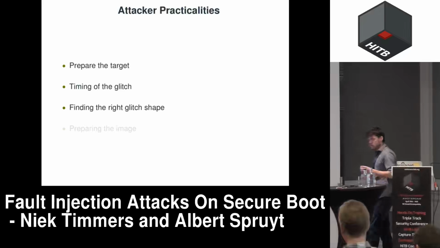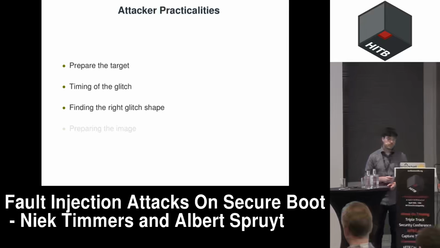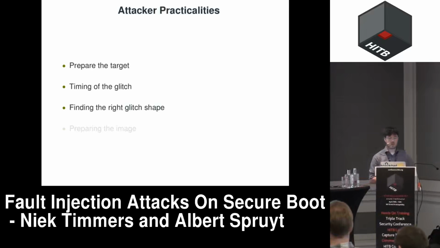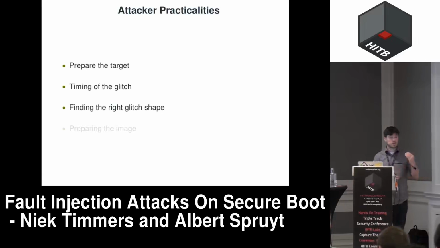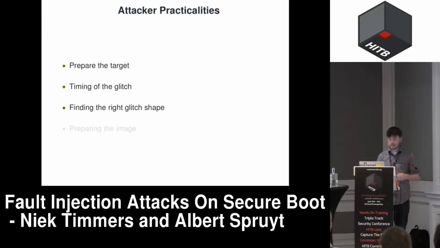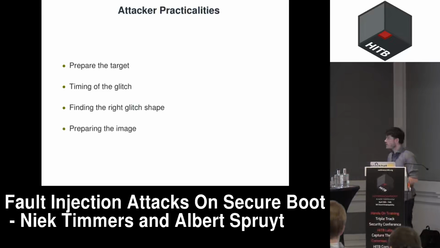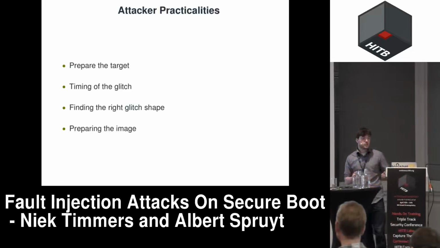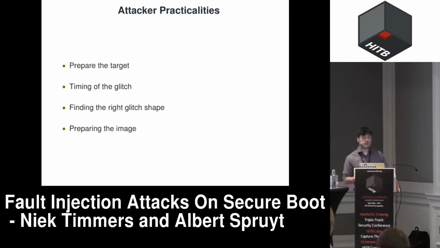So we need to not only find the correct time to inject the fault, but we also need to find the right glitch shape. And the glitch shape depends quite a lot on the method you're using to inject the fault, but for fault injection, this can be the glitch voltage you want to introduce, but also the glitch length. So together, this is actually quite a large parameter space which you have to search. And finally, you of course need to prepare an image that you wish to boot. And depending on where you want to introduce the fault, you may need to make a different image.